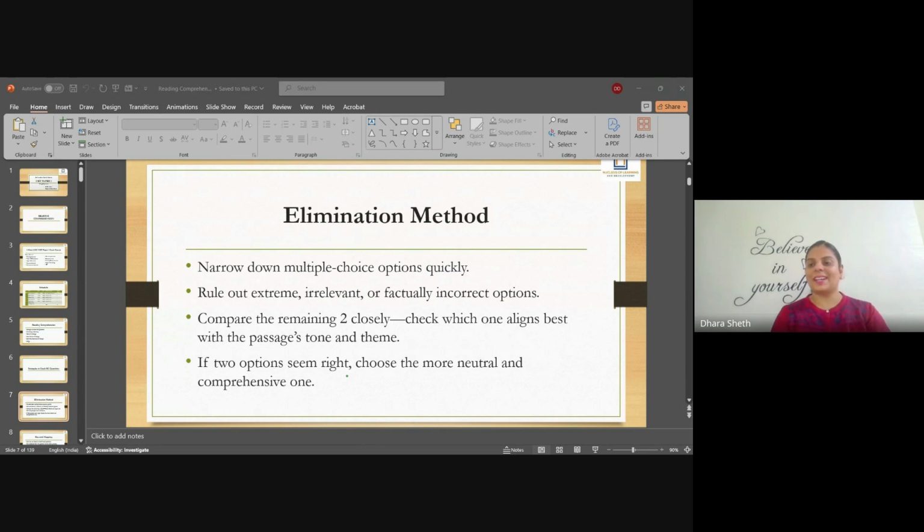Whichever one is very radical and inflaming, a very radical, aggressive opinion, instead of that, choose the more neutral one. This is a trick only when you are confused and you are not sure what to choose. That is when you can use this strategy. If you are sure of the option, you don't need to use this.